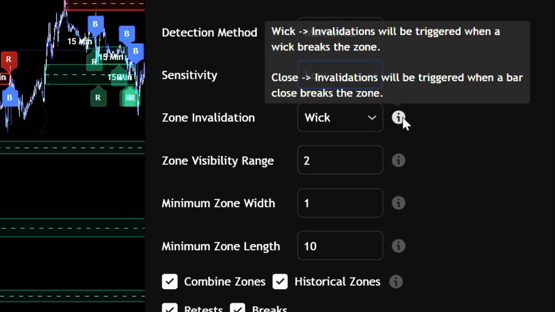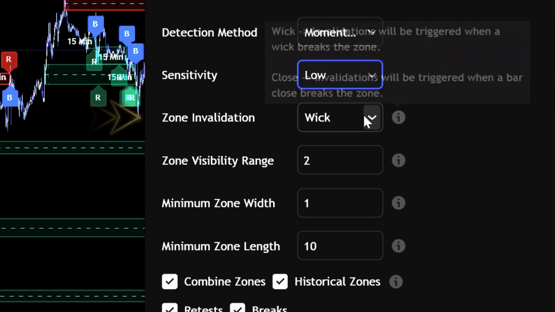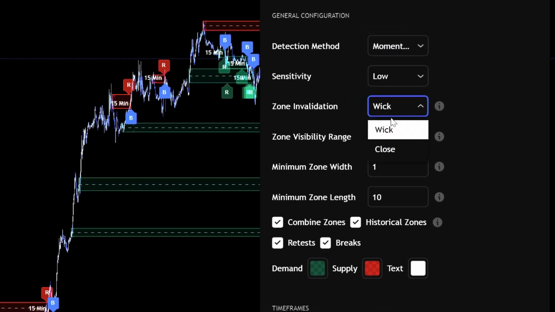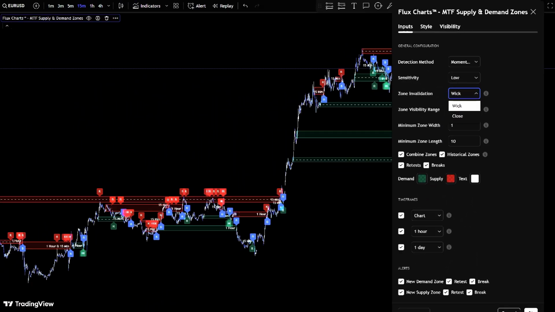With close, a demand zone breaks only if a candle's closing price is below it, while a supply zone breaks if the close is above it. With wick, the zone breaks if any part of the candle, including the high or low, crosses it. If you choose close, it filters out temporary price spikes or wicks that don't reflect a true shift in momentum, providing more reliable confirmation of a break. I prefer close because it reduces false signals.